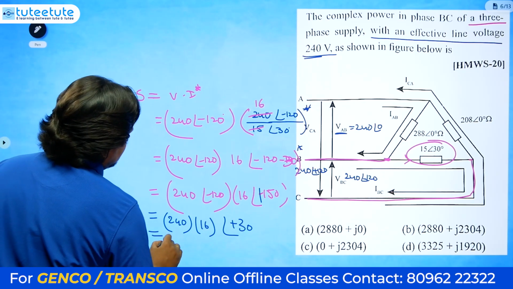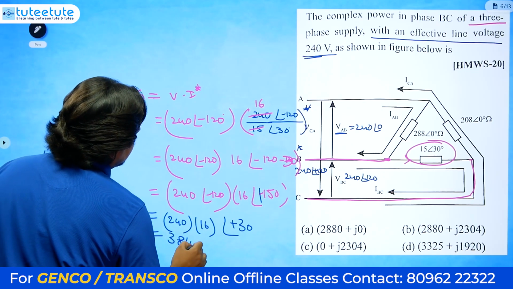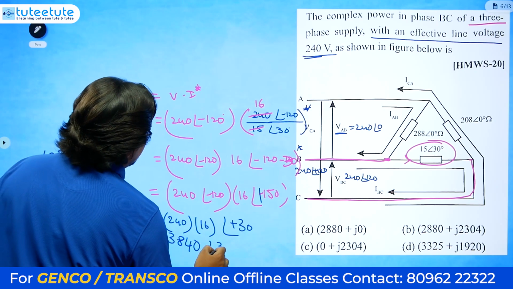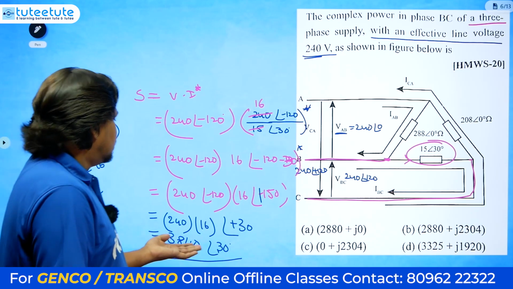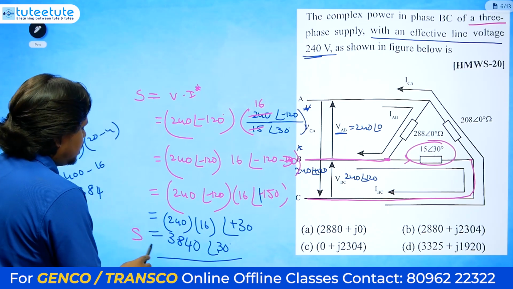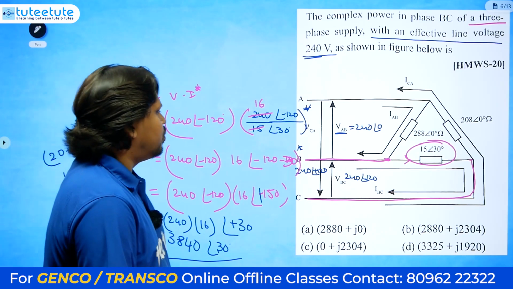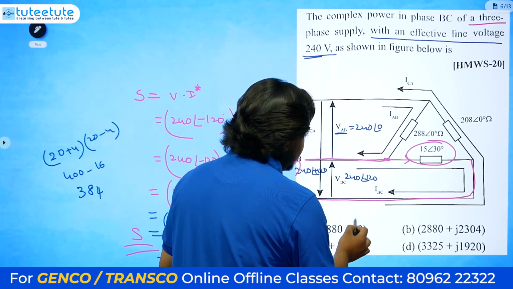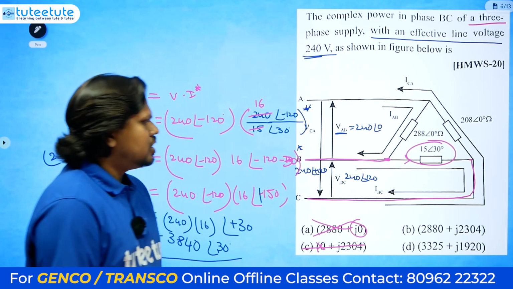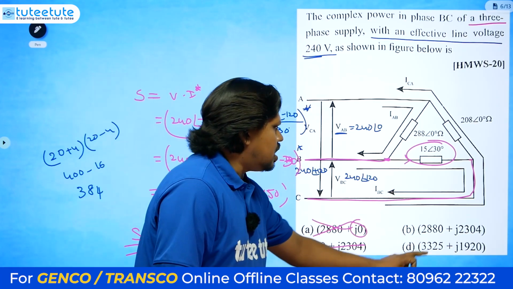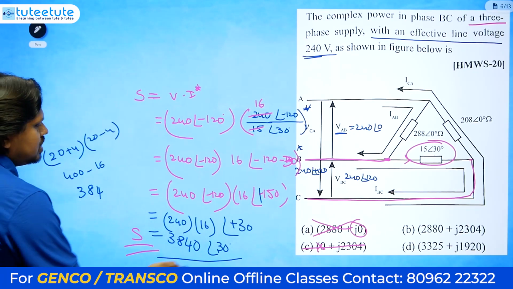So 384 at an angle of 30 degrees, so 3840 at an angle of 30 degrees. That means this is the complex power, so there will be active power and reactive power, both will be present. Here reactive power is 0, so this option is wrong. Here active power is 0, this option is also wrong. So either this option or this option. Easily this is a 30, right?